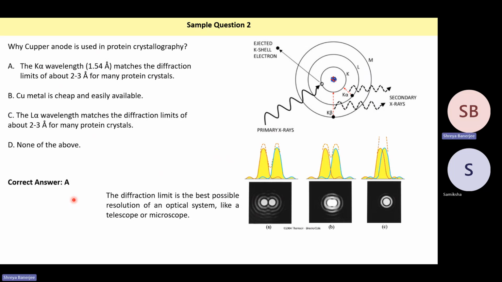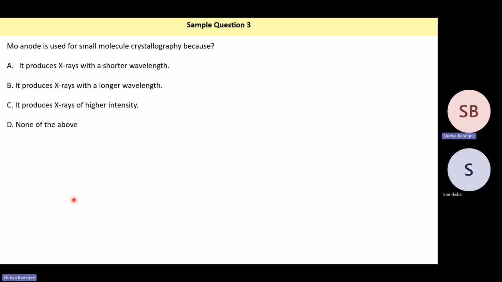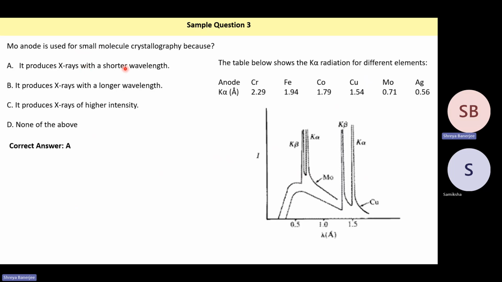This is just information you have to remember. There is no explanation or anything. Another is that a molybdenum anode or a copper anode is used for protein crystallography. Proteins are very large crystals. A molybdenum anode is used for small molecule crystallography. And why is that? That is because molybdenum produces X-rays with shorter wavelength.